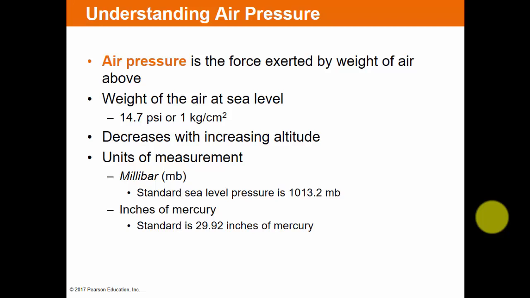Now, we talked about pounds per square inch or kilograms per square centimeter. The other units of measurement that we use most typically with weather are millibars, and there's a time when we use inches of mercury in a barometer, but millibars. And millibars is just another way to say pounds or kilograms or whatever unit of measurement we're using. It's a human construct. Standard sea level pressure is about 1,013 millibars, about 14.7 pounds per square inch. Oftentimes in this class, if I'm talking about air pressure at the surface, I'll just round to 1,000 millibars because it's an easy number to divide by.